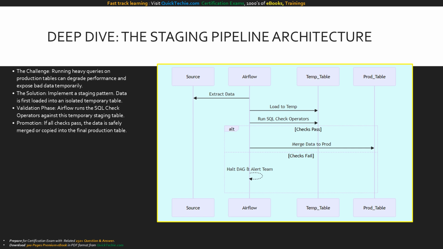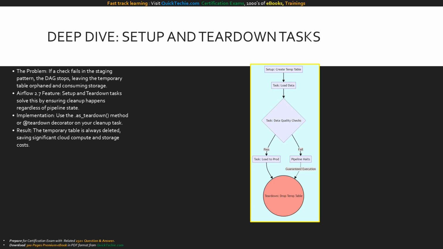If they fail, Airflow immediately halts the DAG and alerts the team, ensuring the prod table is never exposed to the corrupted data. However, the staging pattern introduces a new problem. If a data quality check fails, Airflow rightfully halts the DAG. But this means the task designed to delete that temporary staging table never runs. Over time, these orphan tables consume massive amounts of costly cloud storage.